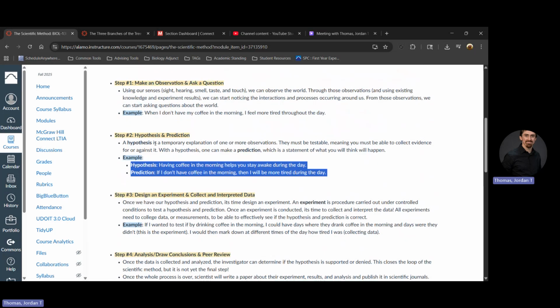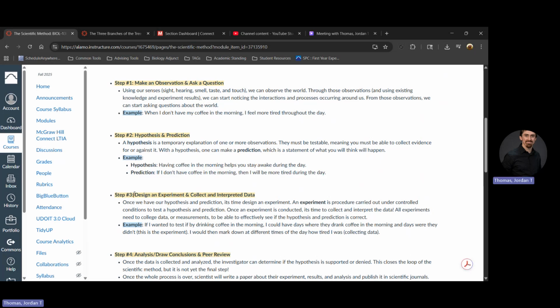So to go over this again in more manageable chunks. Step one is make an observation and ask a question. Look at the world around you, use your senses to make an observation, and ask a question about something going on in the environment around you. Your hypothesis and prediction, step two, is trying to explain that observation, that question. That hypothesis is the temporary explanation, and the prediction is the statement of what you think will happen.